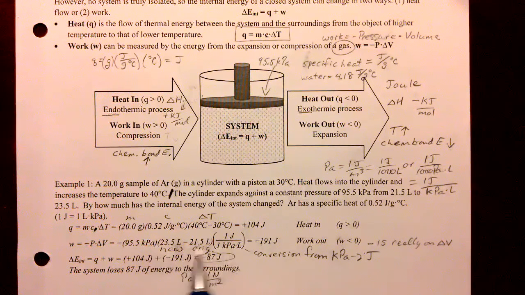So when we get that, we can just convert it in our minds and say, well, that's the same number of joules, because really a kilopascal liter is a joule. So we can just call that joules, and we get a negative answer there because we lost energy by doing the work against the outside. So the total change of energy internal is Q plus W. So we're just going to take these two and add them together. And there's our overall change. So it loses 87 joules of energy to the surroundings.